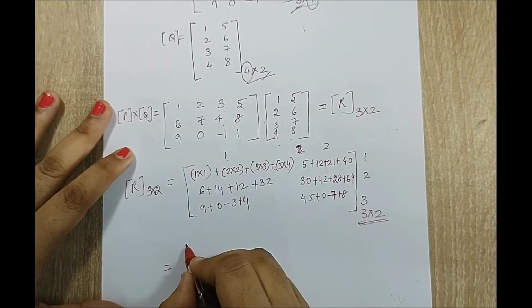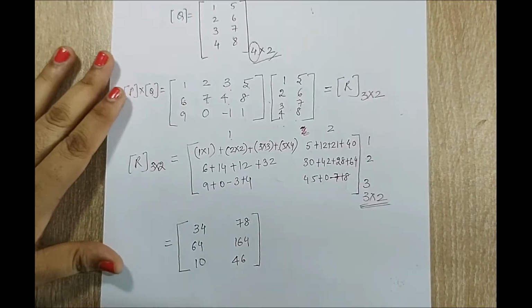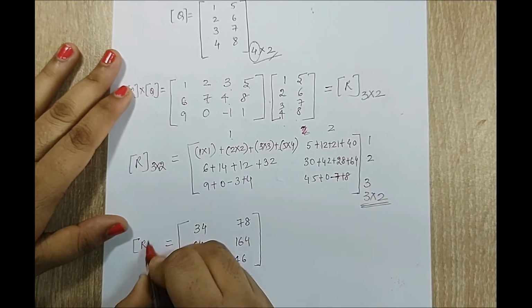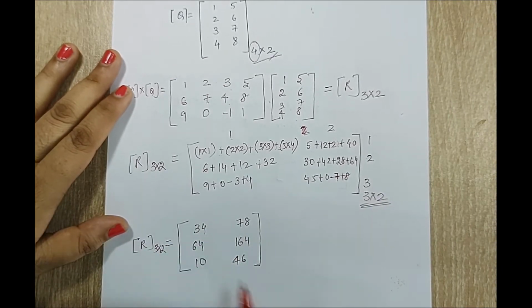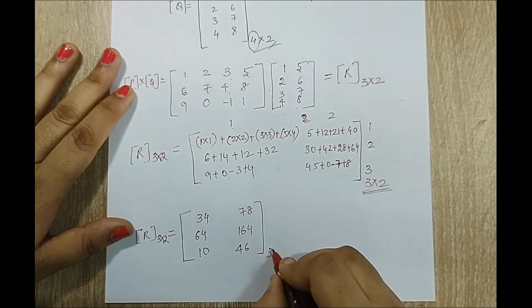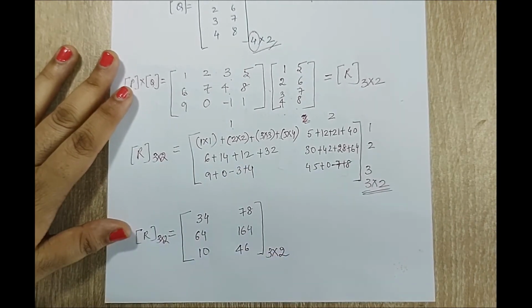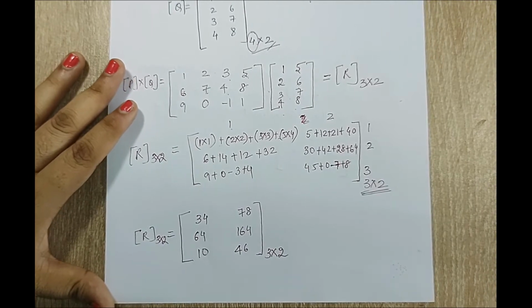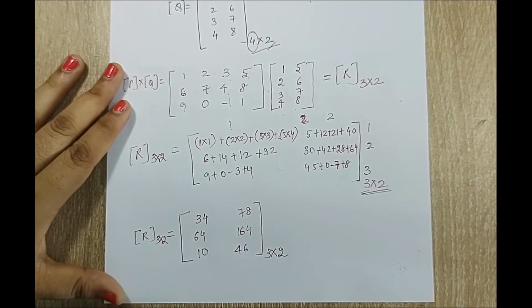Now when I sum it up, I get the matrix as, so this is the value of the resultant matrix R 3 by 2 that I obtained by adding and placing these values. So this will be a 3 by 2 matrix that you can observe. So this is how a simple multiplication of two matrices is done.